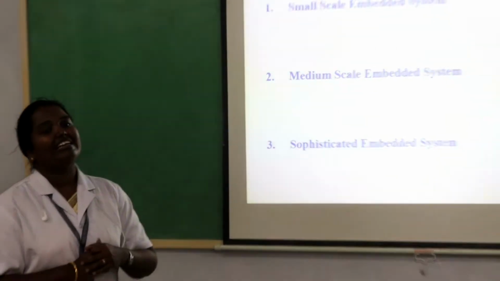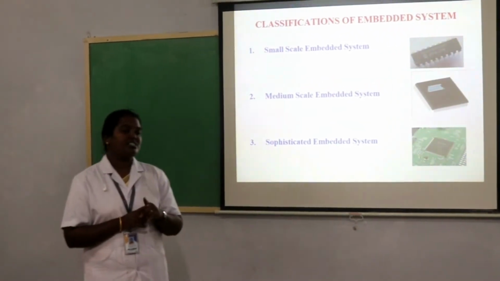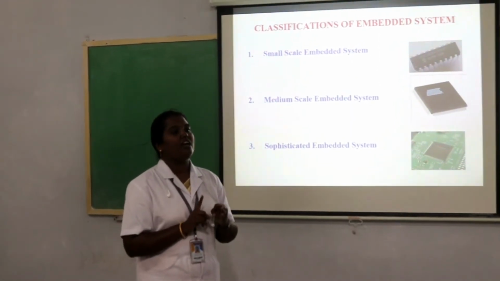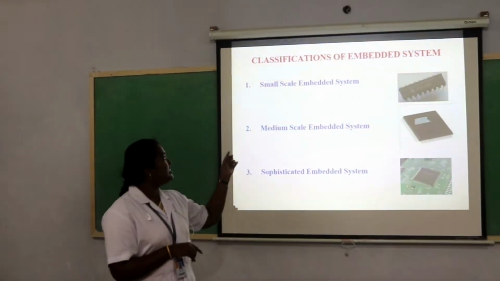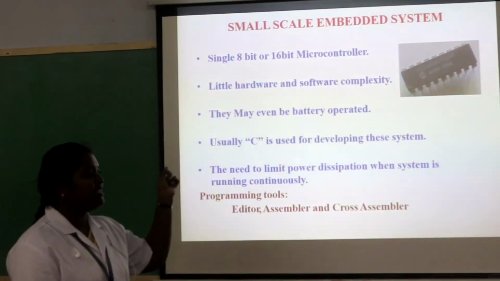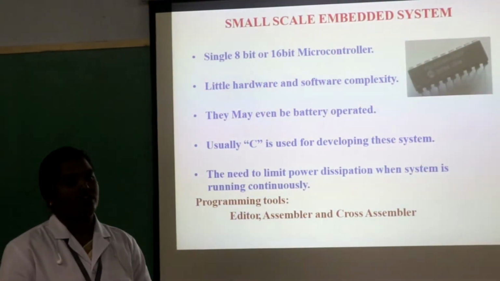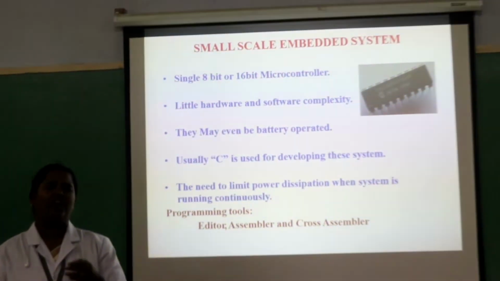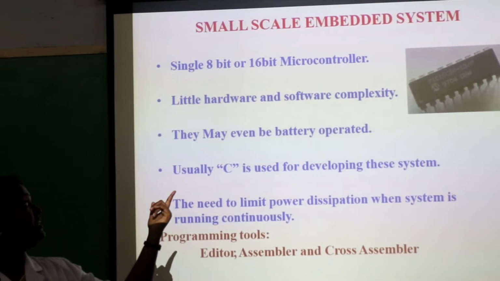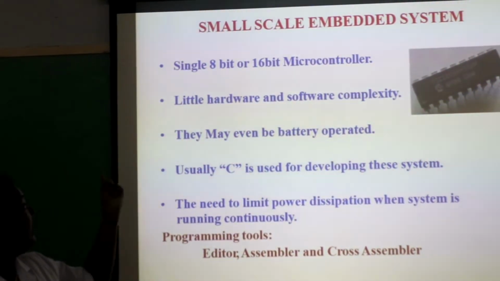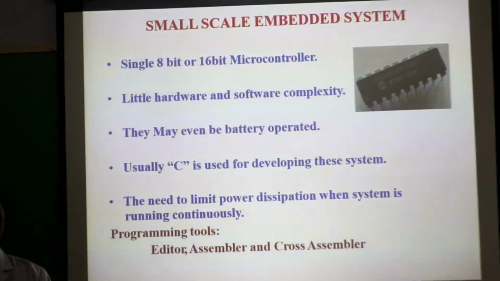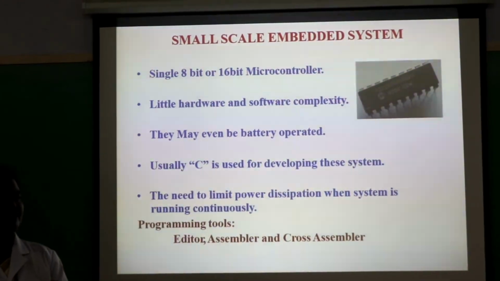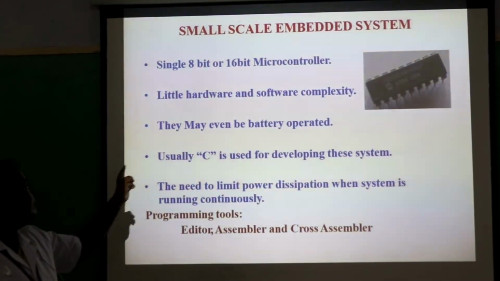And next one, the classification of embedded systems. Here the embedded system is classified into three types: small scale, medium scale and large scale embedded systems. The first one is the small scale embedded system, which uses an 8-bit or 16-bit microcontroller. The three types of embedded system differ in the complexity of the hardware and software connections. The small scale embedded system, with an 8-bit or 16-bit microcontroller, has comparatively fewer complexities in both hardware and software connections than the medium and large scale ones, and it may even be battery operated.